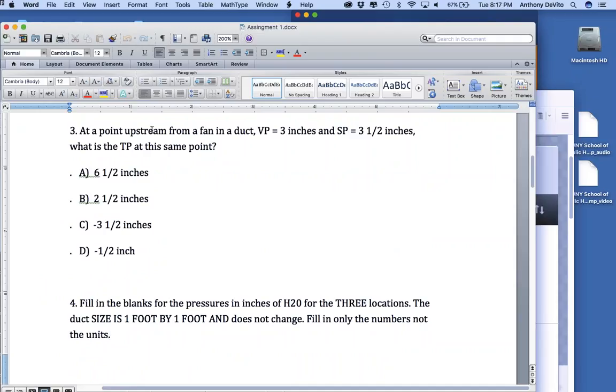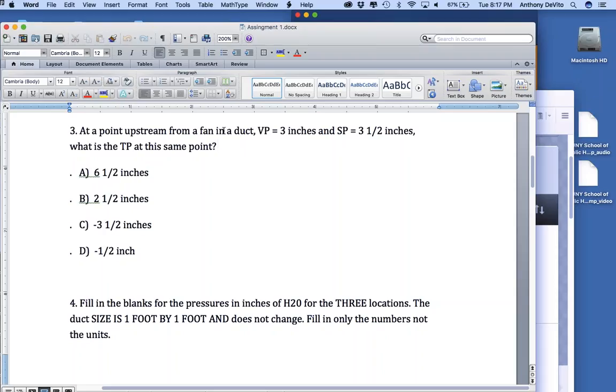At a point upstream from a fan, think about this, you're upstream, which means the air is flowing past you to the fan. So you're on the suction side of the fan. If you're downstream of the fan, you are on the pressure side of the fan. Make sense? Okay, so we're upstream. Think about it like if you're a hunter, right? You want to stay downstream because you don't want the animal to smell you or something like that.